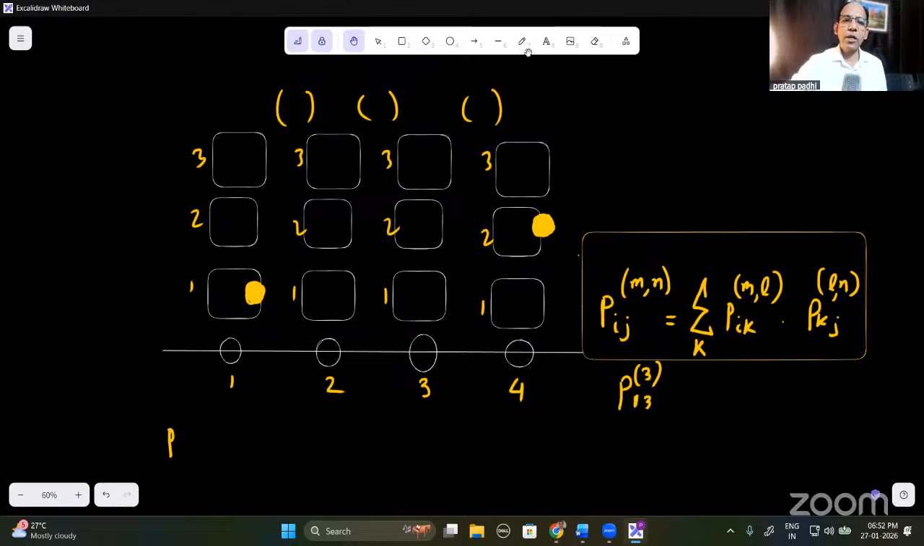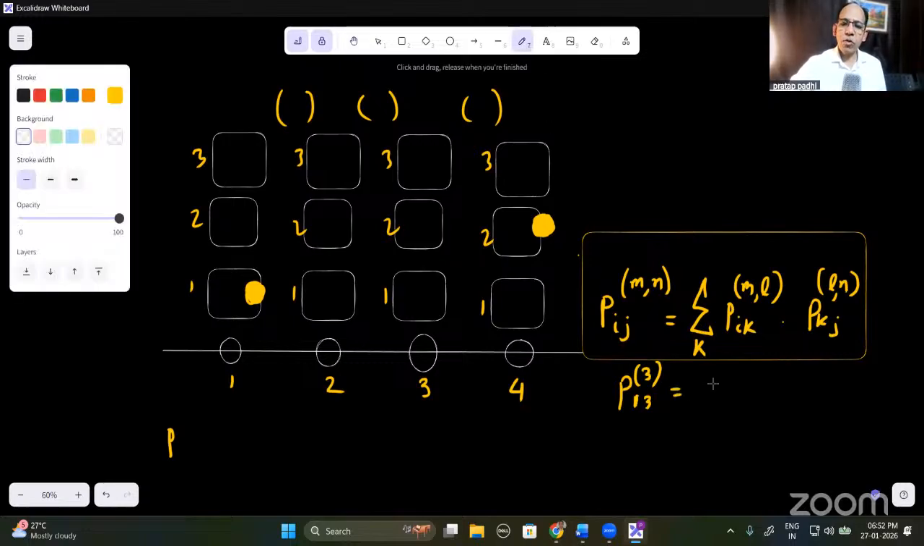Okay, I'll change this one now. That is equal to summation. I will not change k here. P_ik I will keep. Then P_kj. Now 1 to 2, and here M to L, L to N. When we say M to L, L to N, first of all, you have to go to L, then L to N. So summation over k.